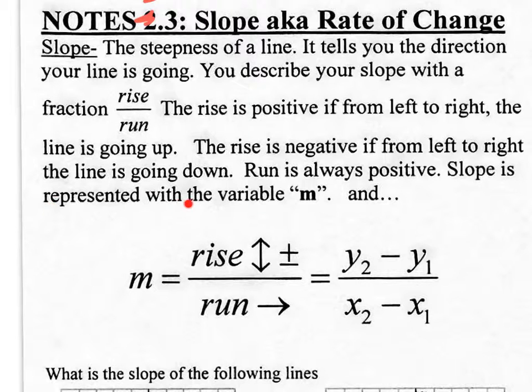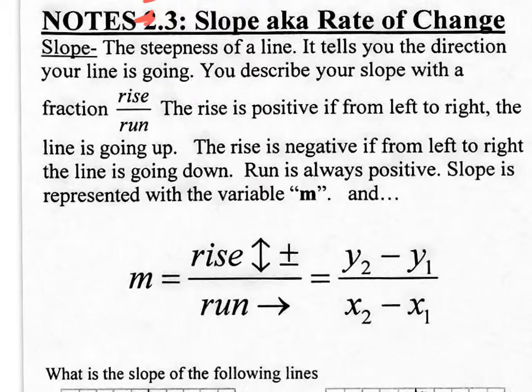So slope is represented with the variable m. Whenever you see the letter m, we're going to be talking about slope. Now once again, what is slope? It's a fraction. The number on top is the rise. The number on the bottom is the run.